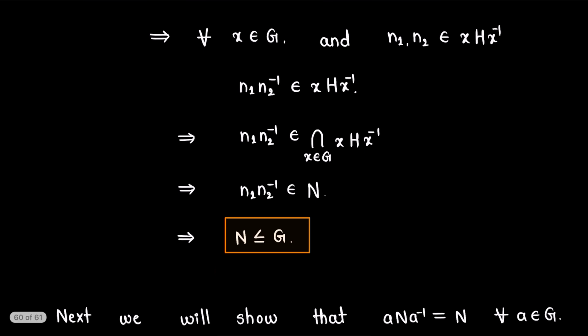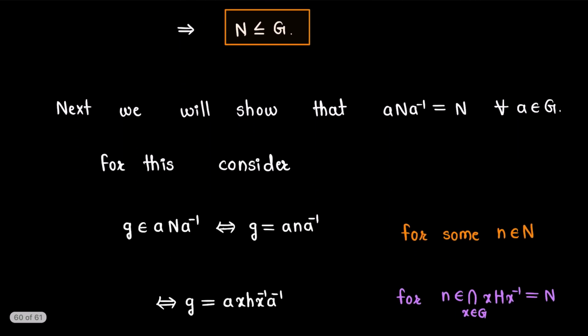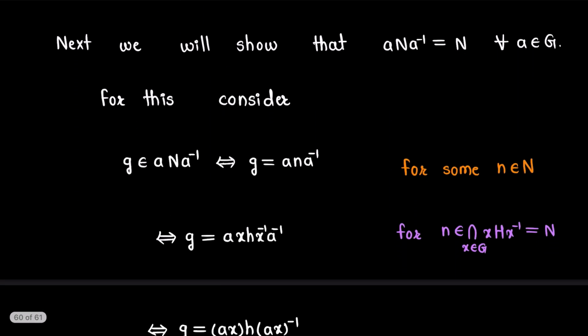Now next we need to show that aNa inverse is equal to N for all elements a in group G. For this consider an element, say g, in aNa inverse. If this is true, then we have g is equal to a n a inverse for some element n in subgroup N.